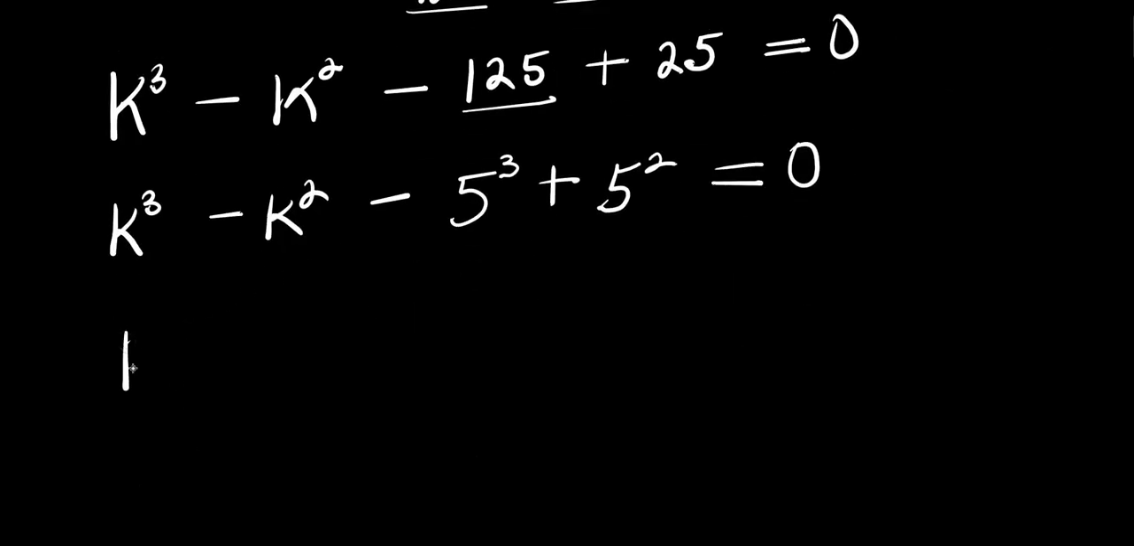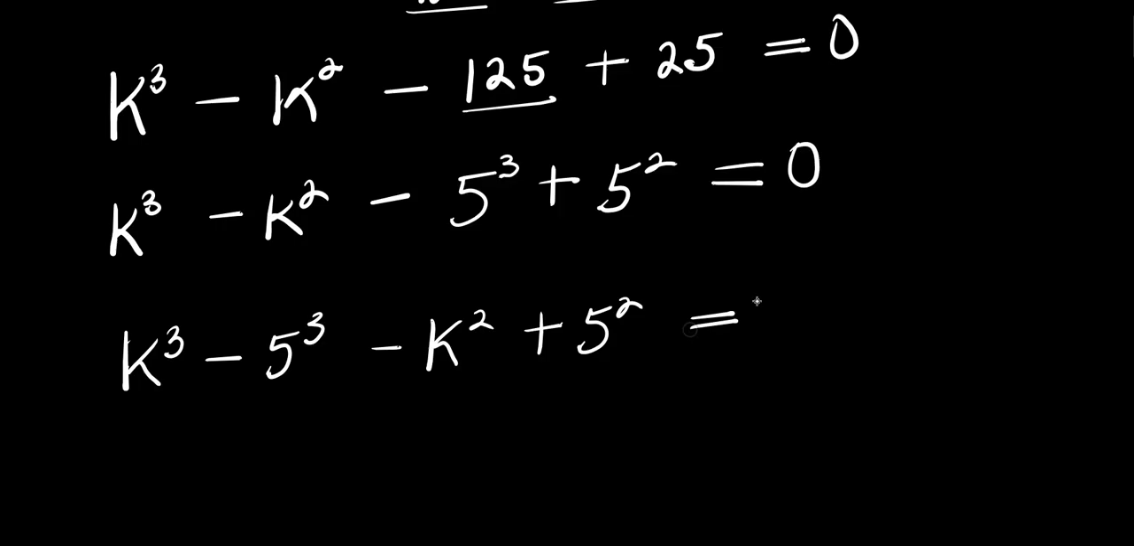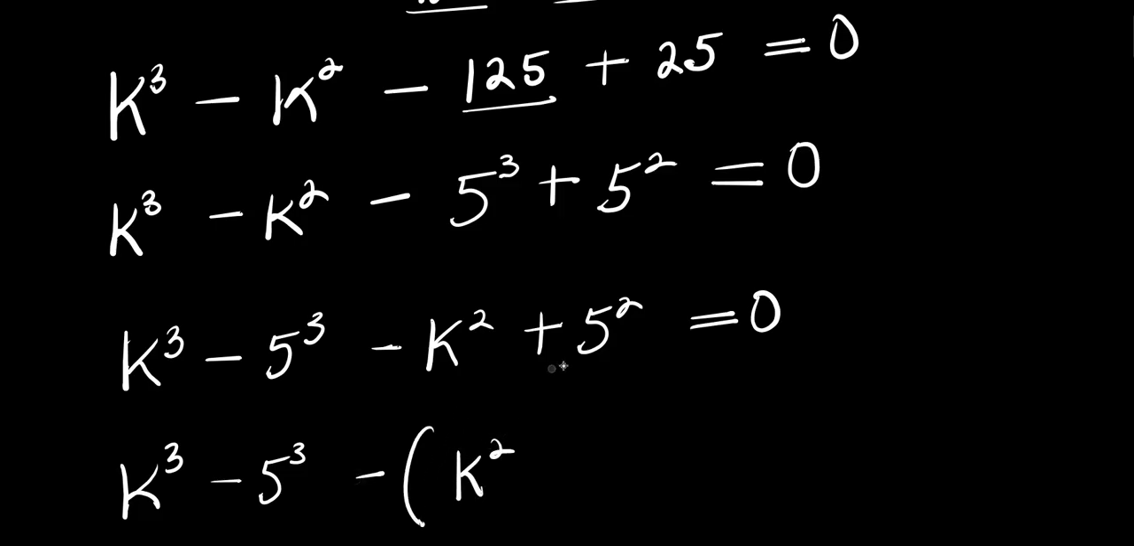Let's group them. K power 3 minus 5 power 3, minus k power 2 plus 5 power 2 equals 0. From here we have k power 3 minus 5 power 3. There's minus, there's plus. I can factor out the negative here. So I have k squared minus 5 squared, and this equals 0.